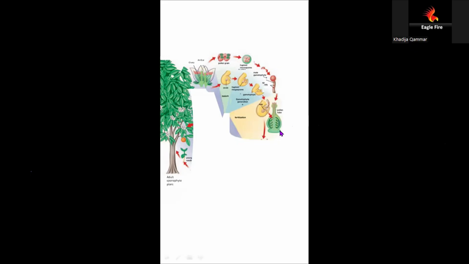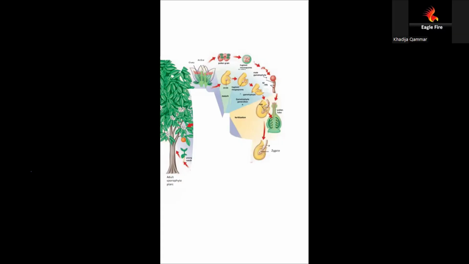And after pollination, double fertilization will happen, and during double fertilization, two sperms enter the ovule. One will fertilize the egg, creating a diploid zygote, and the other will fuse with the two polar nuclei, and it will create a triploid, 3n. And in this way, seed is formed. Seed is formed by double fertilization.